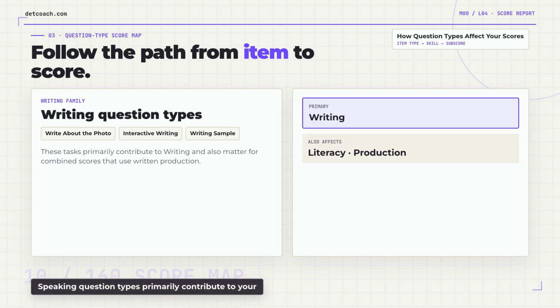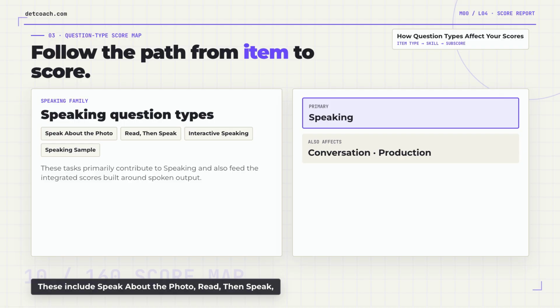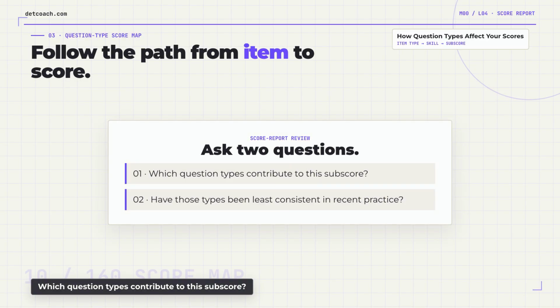Speaking question types primarily contribute to your speaking subscore. These include speak about the photo, read, then speak, interactive speaking, and the speaking sample. They can also affect conversation and production. When you analyze your score report, ask yourself 2 questions. Which question types contribute to this subscore? And have those question types been the least consistent in my recent practice?